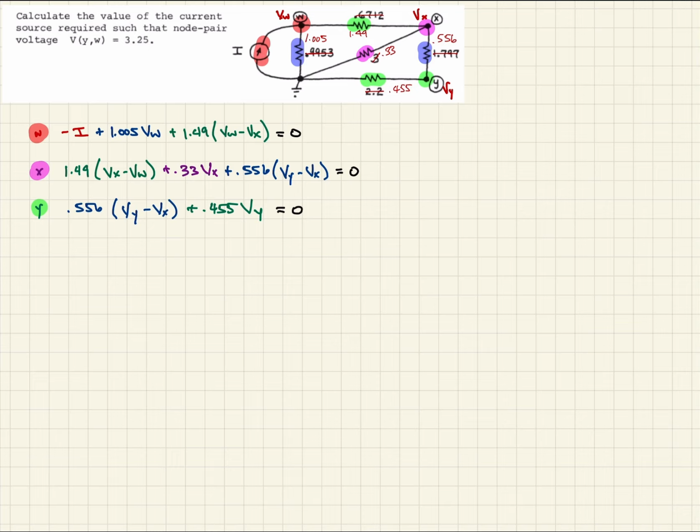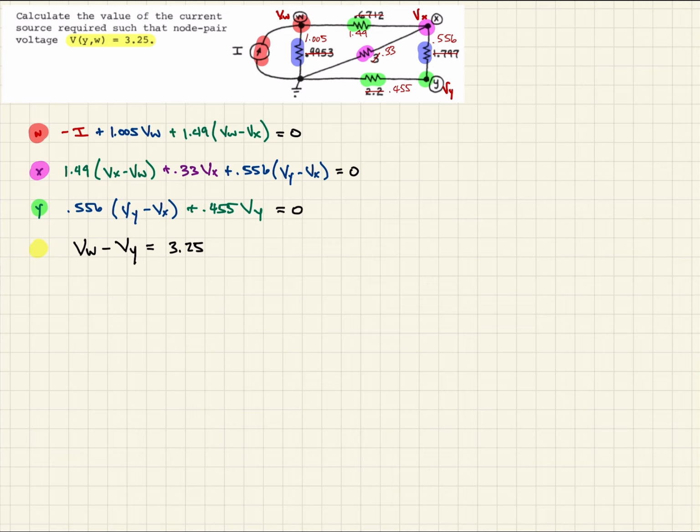Of course, we have the one final relationship. We'll do that with the yellow here. What that's saying is the difference in the voltage in those 2 nodes is equal to 3.25. So if we were to write that out, that's just saying that VW minus Vy is equal to 3.25. All right, so this is our system of equations.